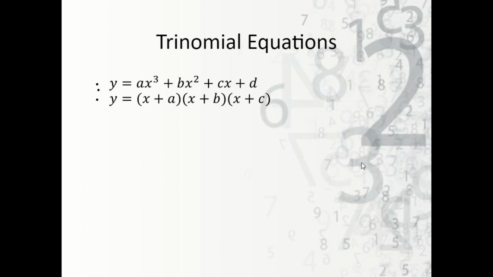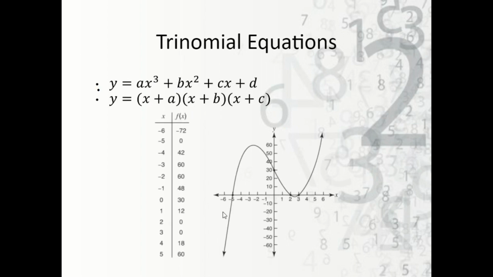Trinomial equations look like y equals ax cubed plus bx squared plus cx plus d, or it can look like this: y equals x plus a times x plus b times x plus c. And that's going to look like this, where it goes up, changes directions, and comes down. It almost forms like two different parabolas. So that's a trinomial equation.